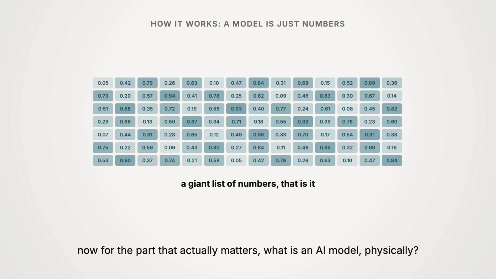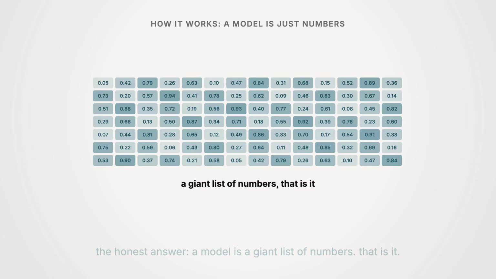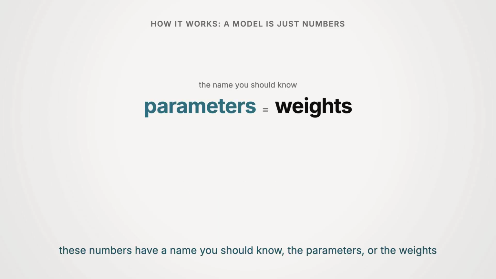Now for the part that actually matters. What is an AI model physically? Here is the honest answer. A model is a giant list of numbers. That is it. These numbers have a name you should know. They are called the parameters, or the weights.